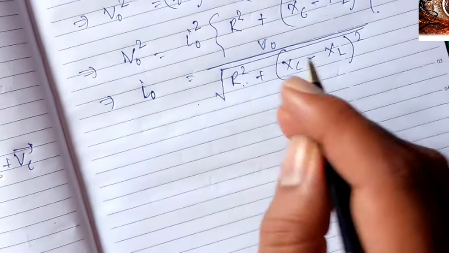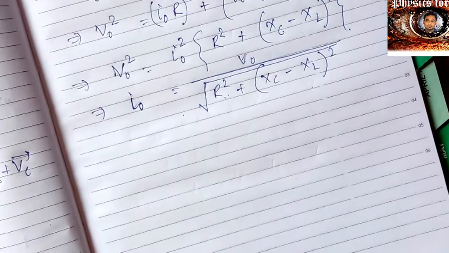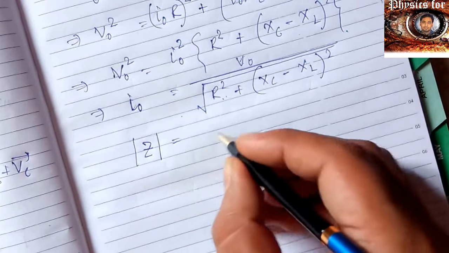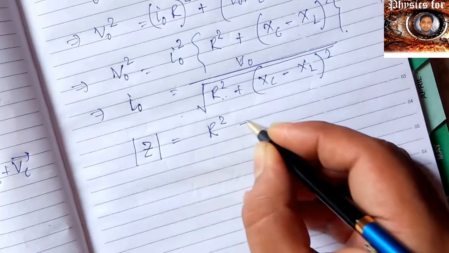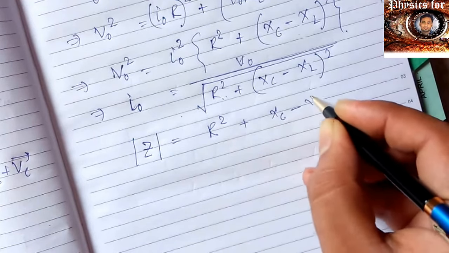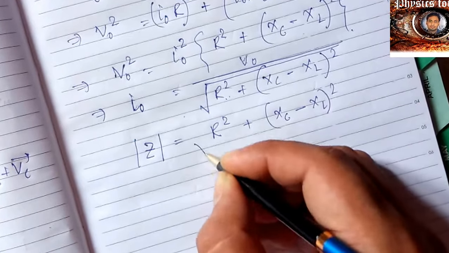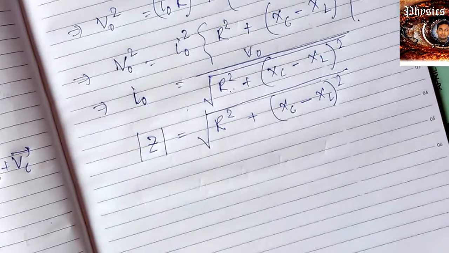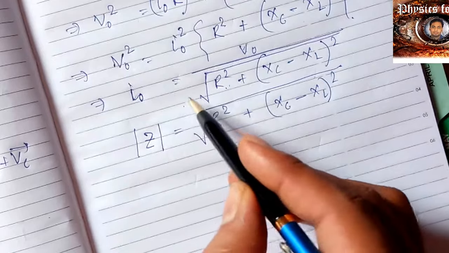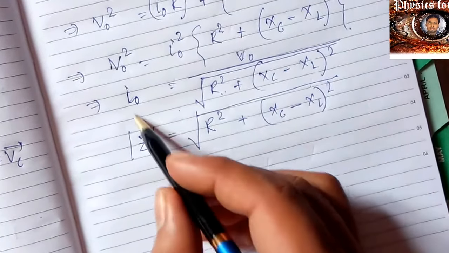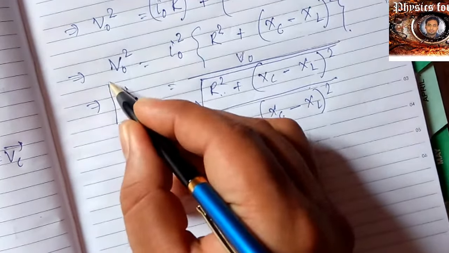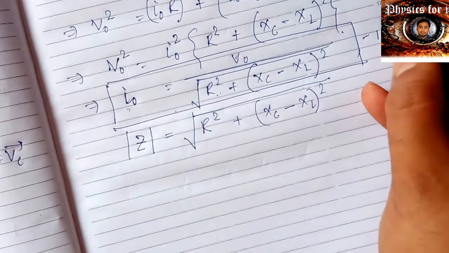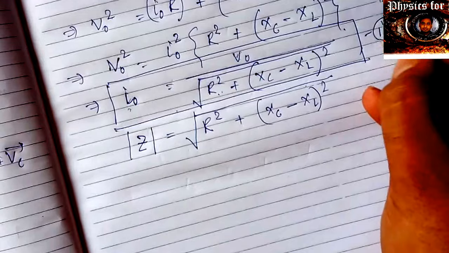Again, this is called the total impedance of the circuit, represented by Z, that is mod Z equal to the square root of R square plus (XC minus XL) whole square. This is called the impedance of the circuit, and this is the peak value of current in the circuit at any time. Take it as equation 2.